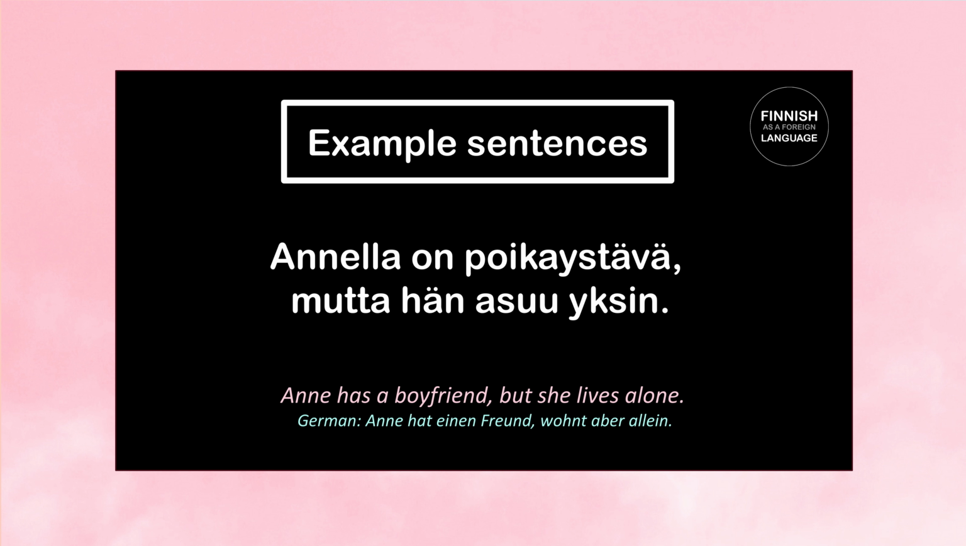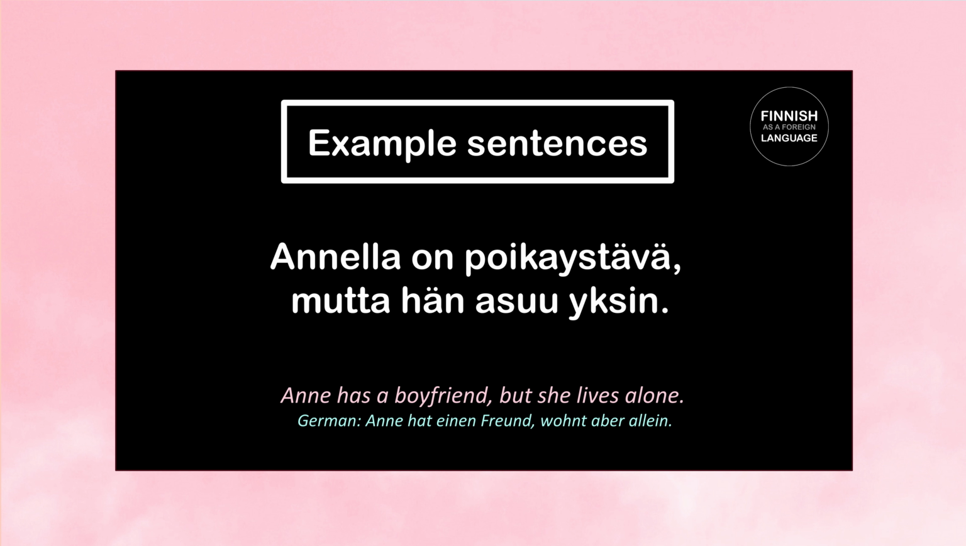Annella on poikaystävä, mutta hän asuu yksin means Anne has a boyfriend, but she lives alone. So mutta here expresses that despite Anne having a boyfriend, she still lives alone. Annella on is the minulla on structure, which means Anne has. Poikaystävä, boyfriend. Mutta here works as our conjunction. Hän is a pronoun meaning she. Asuu means lives. It's the third person singular present tense of the verb asua, which means to live somewhere. And yksin means alone.